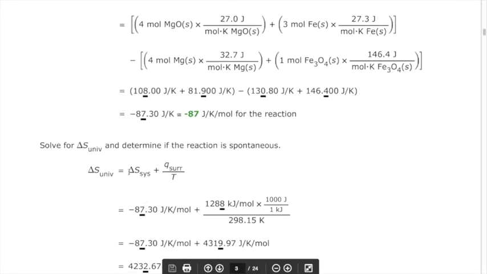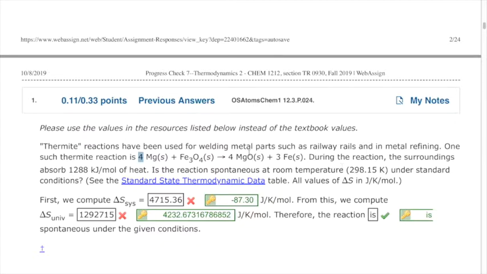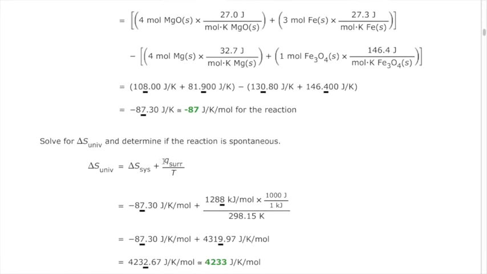That plugs into delta S system here. We are told in the problem that 1288 kilojoules per mole is absorbed. Let's see. Yep, the surroundings absorb 1288 kilojoules per mole of heat. So that becomes the Q for this process. And we divide it by the temperature at standard conditions. In thermodynamics parlance, standard is 25 Celsius, not 0. That's important. Always remember that. So our temperature is 298.15.